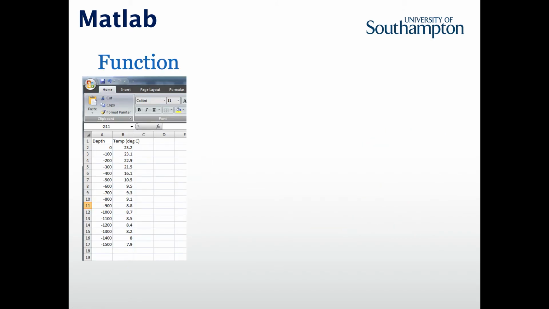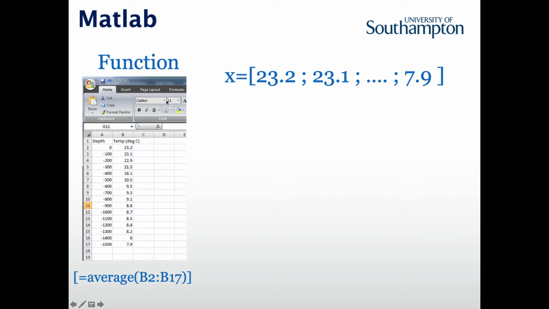What's really powerful about MATLAB is there's lots of functions. And it's a bit like in Excel. If you were to click on a cell down here, you could write equals average B2 to B17, and that would give you the average of the temperature. So let's say we had this column of data going from 23.2, 23.1, all the way to 7.9. I haven't typed in all the numbers here.